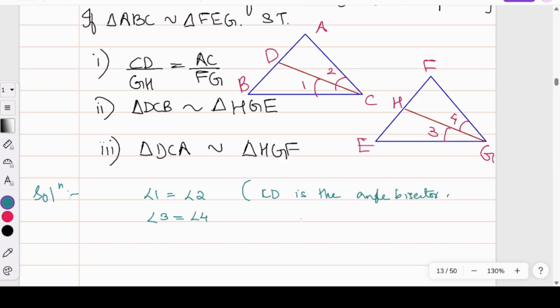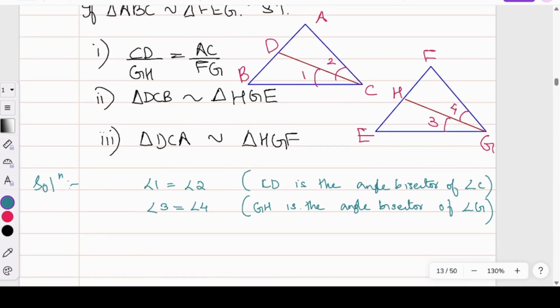CD is the angle bisector of angle C, right? And GH is the angle bisector of angle G. Clear? Therefore, we will get angle 1 equal to angle 2, angle 3 equal to angle 4.